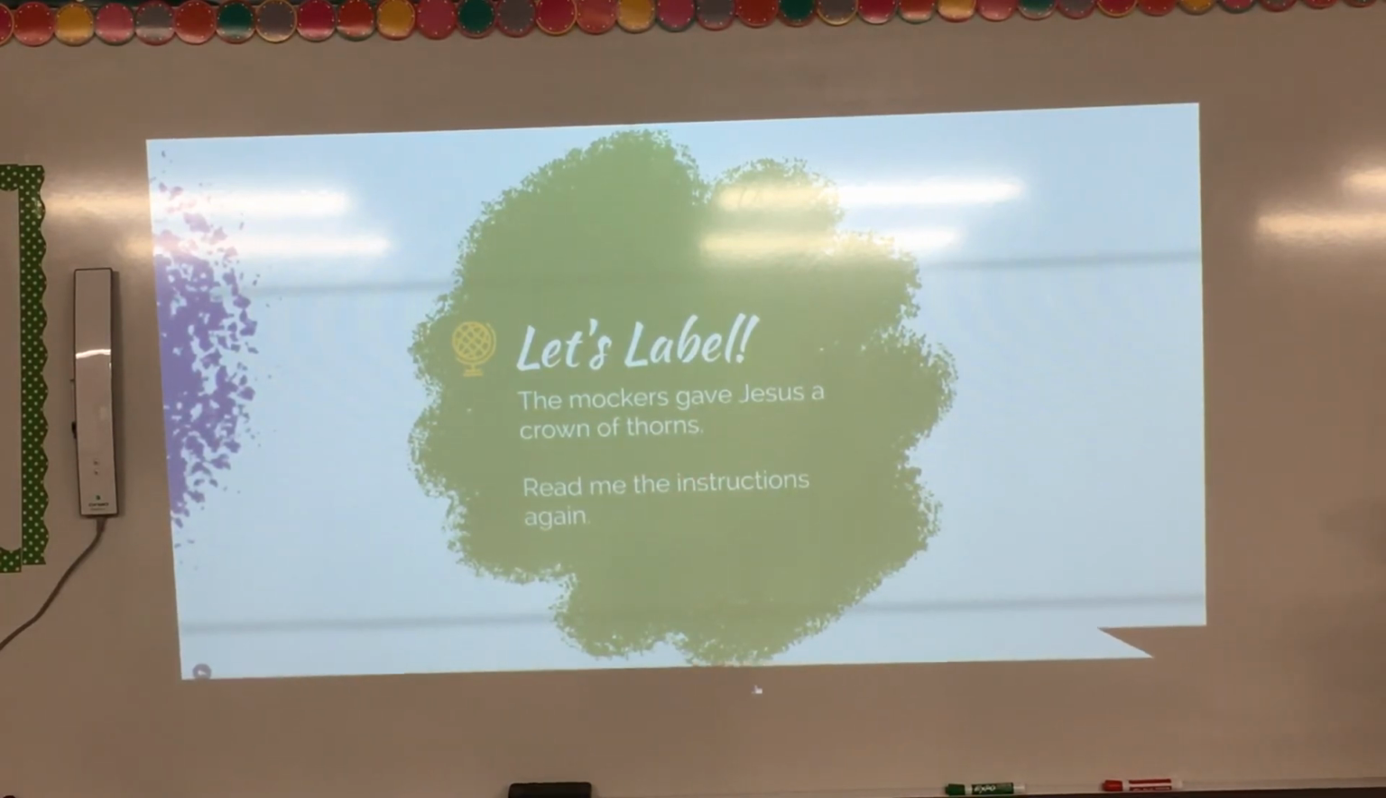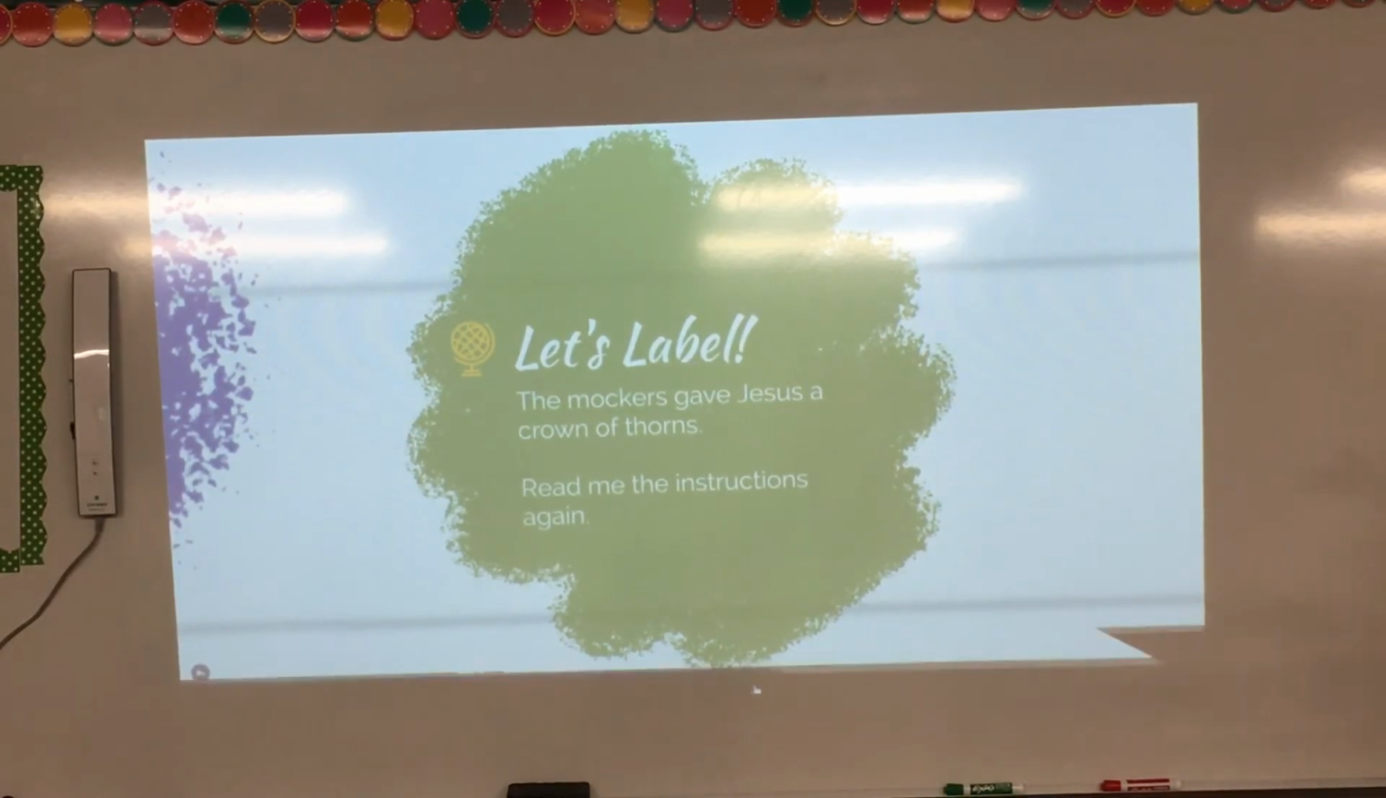Now, let's find our verb, gave, all right? The mockers gave what? Crown. So there's our direct object. Gave crown for whom or to whom? Jesus. So Jesus is our indirect object in this sentence.